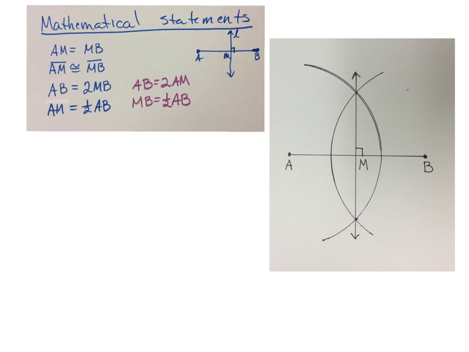Okay, so let's sum this up. So I have a statement here that says AM is equal to MB, and you can see this in the picture. AM is equal to MB. Doesn't take a genius to figure that out. You cut that thing in half, they better be equal. Here's another math term you haven't seen yet. It's congruent. Same thing as equal, it's just a congruent statement. If something's equal, it's congruent.